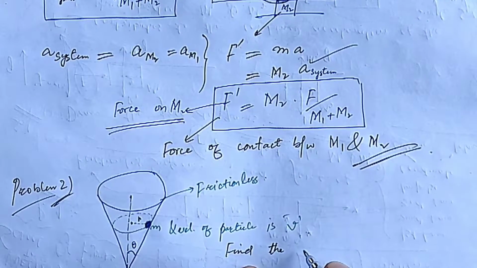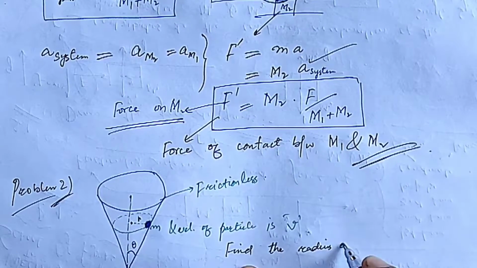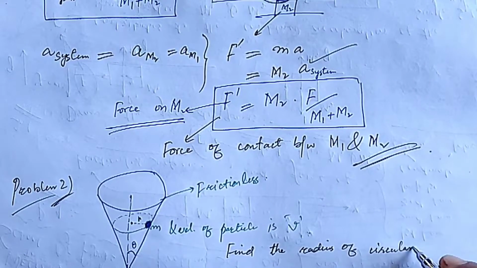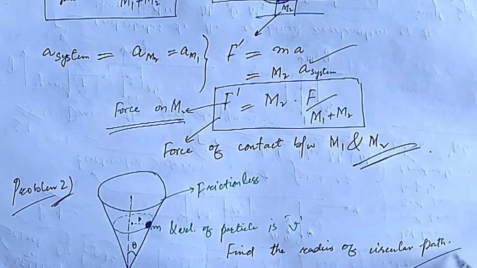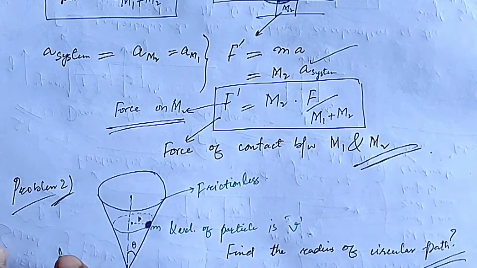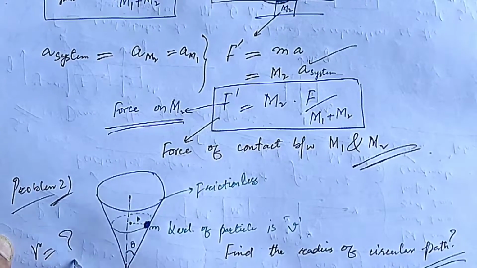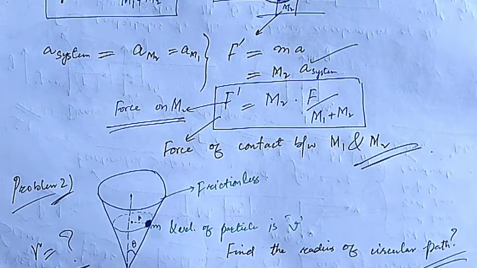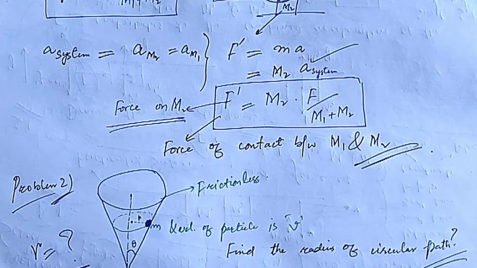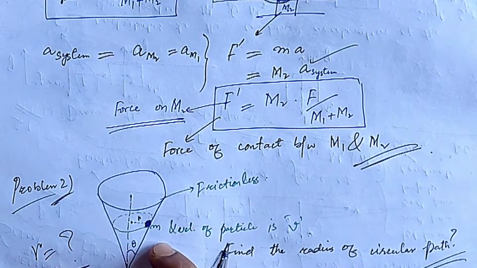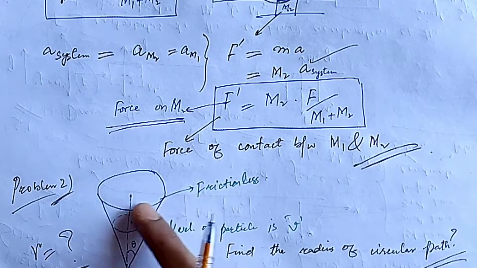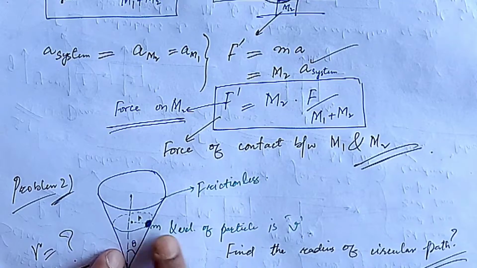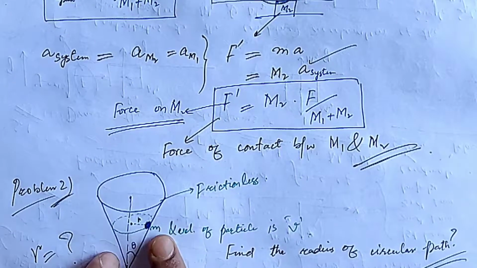So we have to find the radius of the circular path in which the particle is set in motion. So we have to find this r. r is unknown here, so we have to find the circular path radius. So how to find that? Keep this diagram in mind. We have a particle moving along a circular path. The conical half angle is theta, velocity is v, and the mass is m.